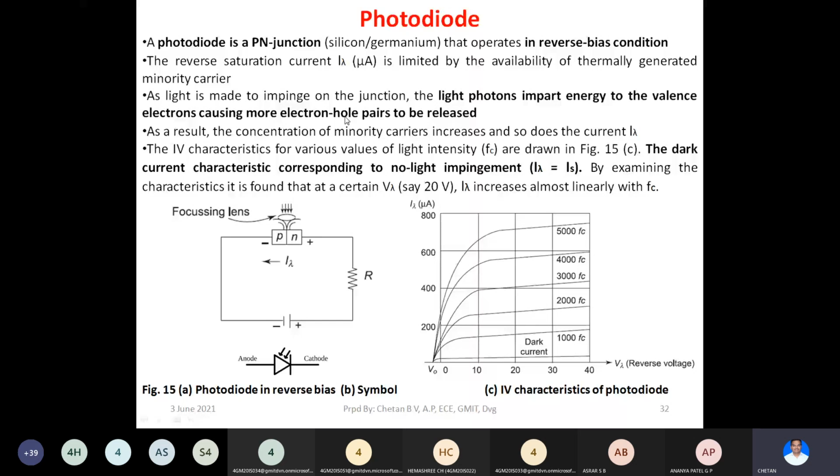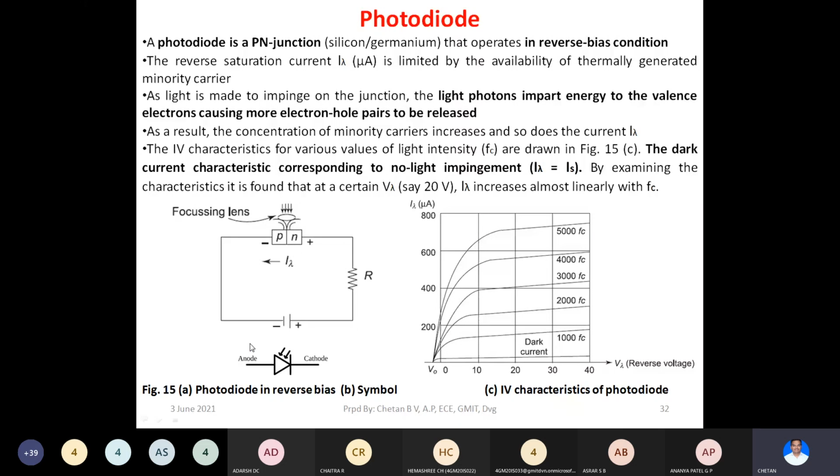To assist the generation of a large current, you can make use of something called a lens, a focusing lens, or else a mirror can also be used, right? Here you can see the p semiconductor is connected to the negative terminal of the battery. The n type semiconductor is connected to the positive terminal of the battery through this resistance. To assist the light and the large amount of reverse current, we can use a focusing lens, which is an optical device, or else a focusing mirror can also be used.